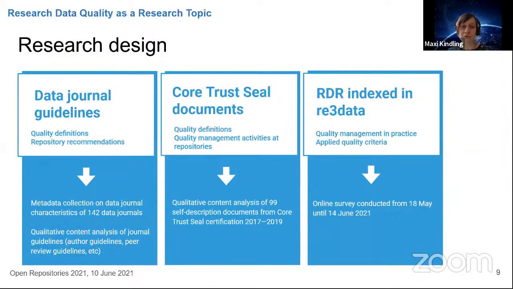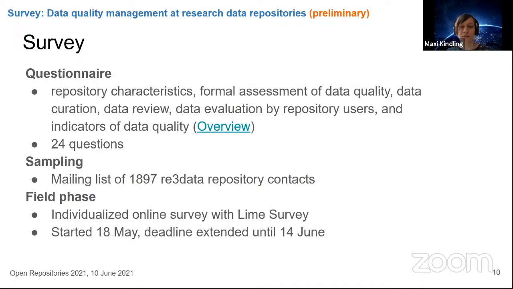Based on this previous research, in a third step, we prepared a survey on data quality management at research data repositories. We will now have a closer look at this survey. The survey addresses repository staff responsible for data curation. It collects information about repository characteristics, about formal assessment of data quality, data curation, data review, data evaluation by repository users, and indicators of data quality. The questionnaire all in all comprises 24 questions.